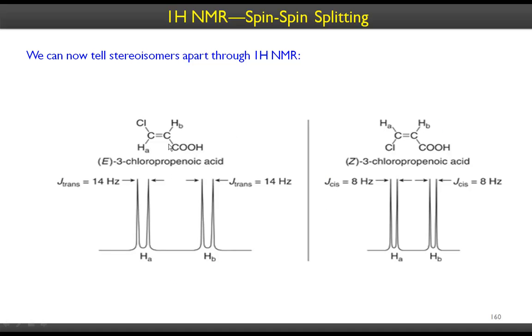As I said, we can tell the isomers apart. This is the trans isomer, this is the cis isomer. The chemical shifts would be a little different, but even the J values would be different. By looking at the J values, we normally decide whether it's cis or trans, right? Okay, because the J values would be smaller if it is cis, J values would be bigger if it is trans.